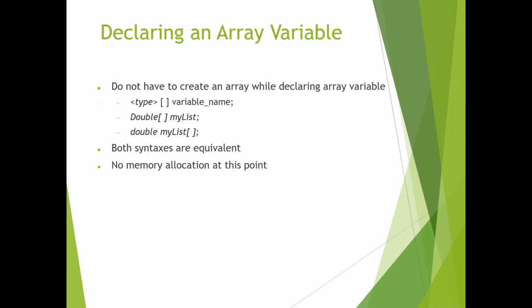So how to define an array? We need to have a type. What is the type of the array? And then it is followed by the brackets, and we have a variable name. As an example, we have double here followed by the brackets, and at the end we have a variable name: double[] myList. Both syntaxes are equivalent.